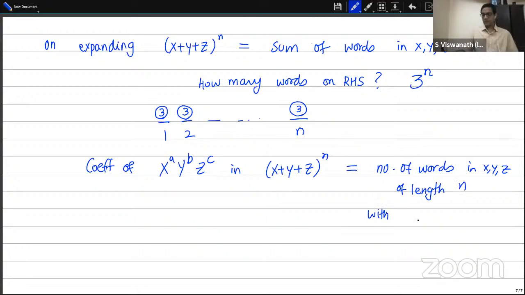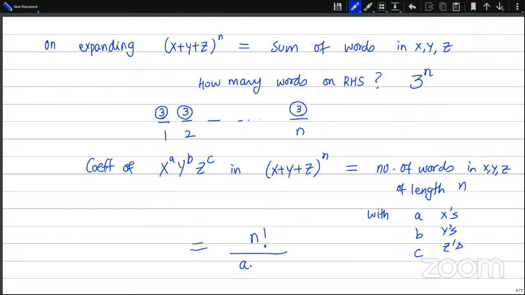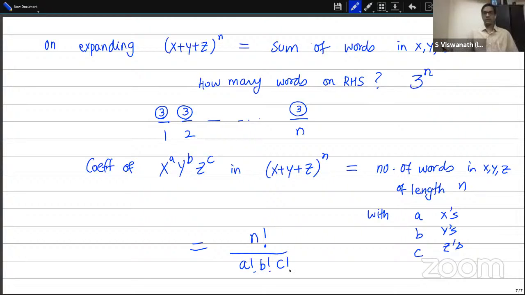with a x's, b y's, and c z's. And that is exactly as we just argued. It's nothing but n factorial by a factorial, b factorial, c factorial. Okay, why? What's the argument?